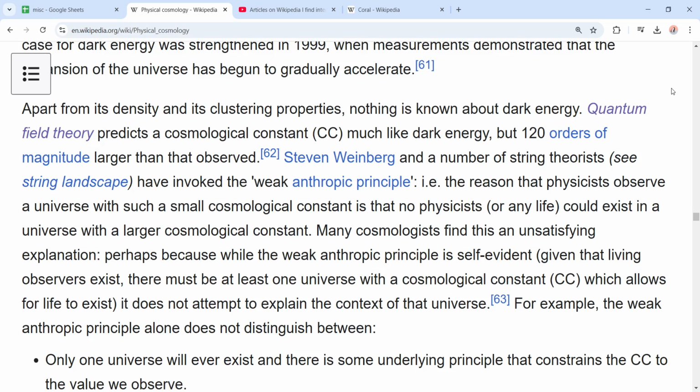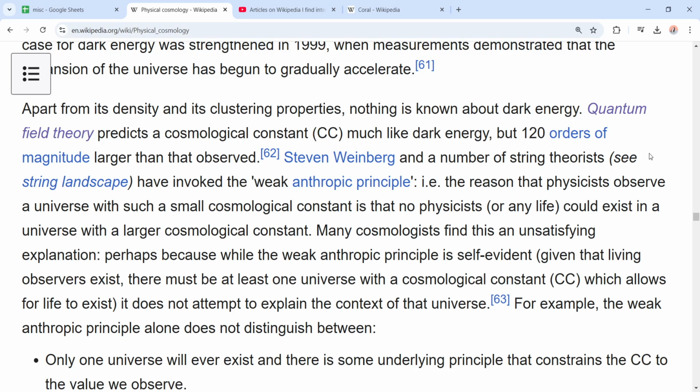Quantum field theory predicts a cosmological constant (CC) much like dark energy, but 120 orders of magnitude larger than that observed. Steven Weinberg and a number of string theorists (see string landscape) have invoked the weak anthropic principle, i.e., the reason that physicists observe a universe with such a small cosmological constant is that no physicists or any life could exist in a universe with a larger cosmological constant.